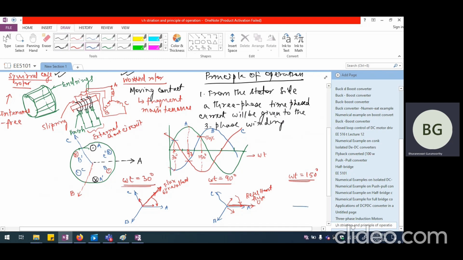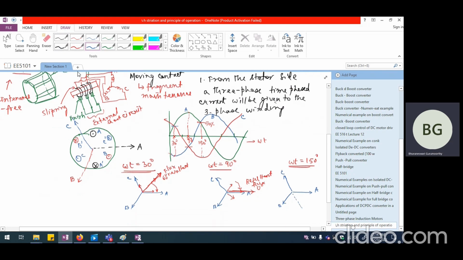So let me draw this again. This is A phase, this is going to be C phase, and this is going to be B phase. Now, C phase is having the peak in the reverse direction, so this is going to be the flux due to the C phase. And we are going to have A phase and B phase both positive at this point, A phase as peak divided by 2, B phase also peak divided by 2. So the resultant is going to be along this direction. This is the resultant.